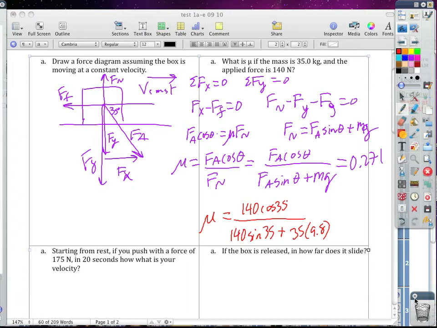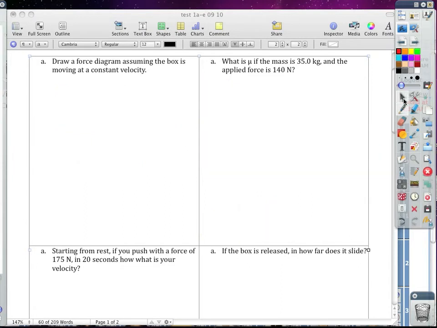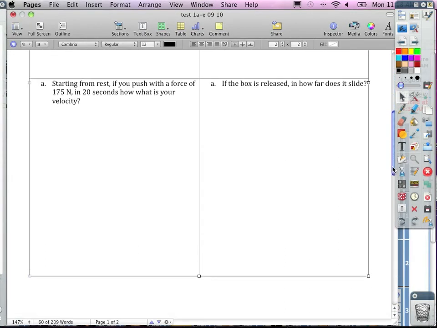Wait, so for the Fn, you just replace it with Fy and Fg? Yeah, because see how forces up equal forces down, right? So Fn equals Fg plus Fy. So that's what I got right here. This is Fy, this is Fg. And then I just substitute it in for wherever Fn is right here. Okay. So now we go down to here.